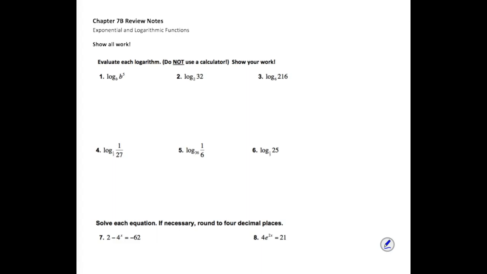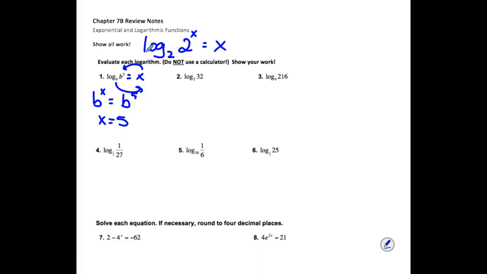It says the log base b of b to a power. If we have the log of some base, and we're using that same base and raising it to a power, we just end up with the power. Our reasoning, if we think of rewriting it exponentially, we're saying b to some power has to give me b to the 5th power. Well, then x would have to be 5.